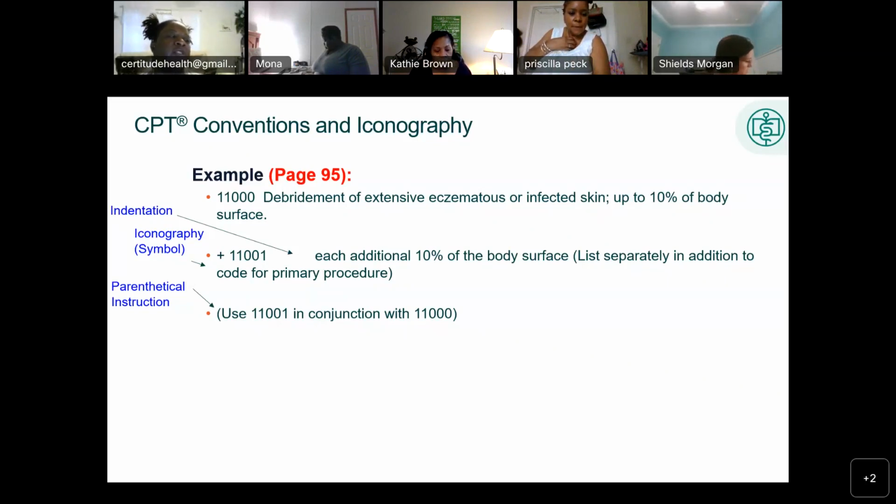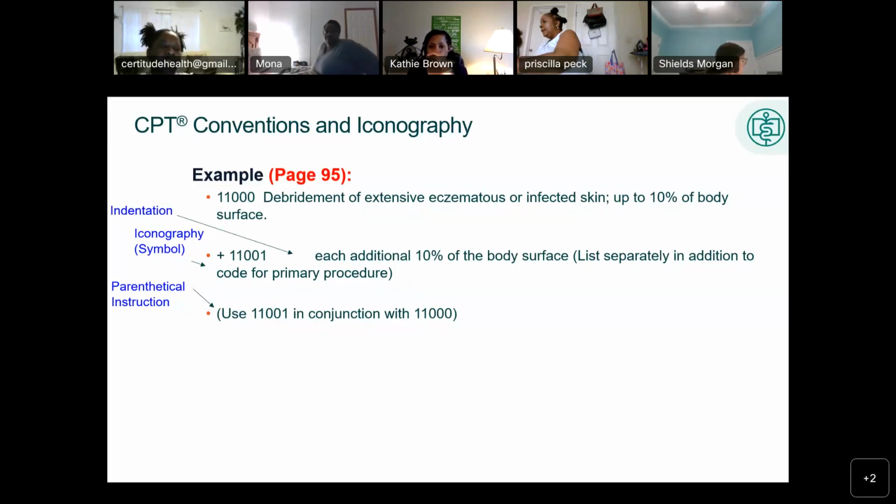But typically, when you're looking for your code, your index would be the place to start, and it's going to send you to that particular section. Like we're on page 95 in the integumentary area of the surgery section. Once you go to the index, it'll reference you to a particular code. It's not going to give you a page number. It's going to give you a code to find. So we're on page 95 and we're looking at two CPT codes.